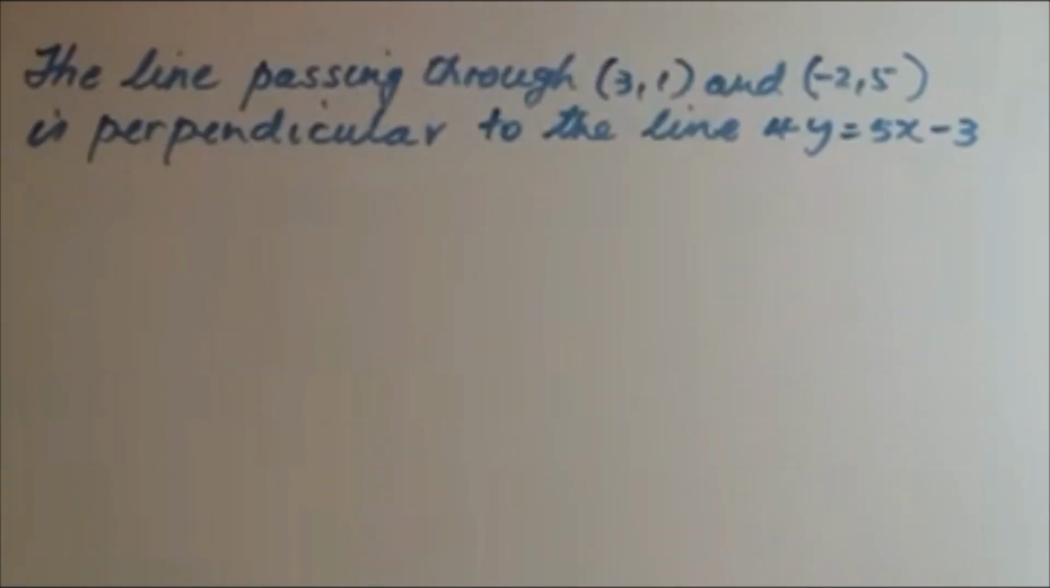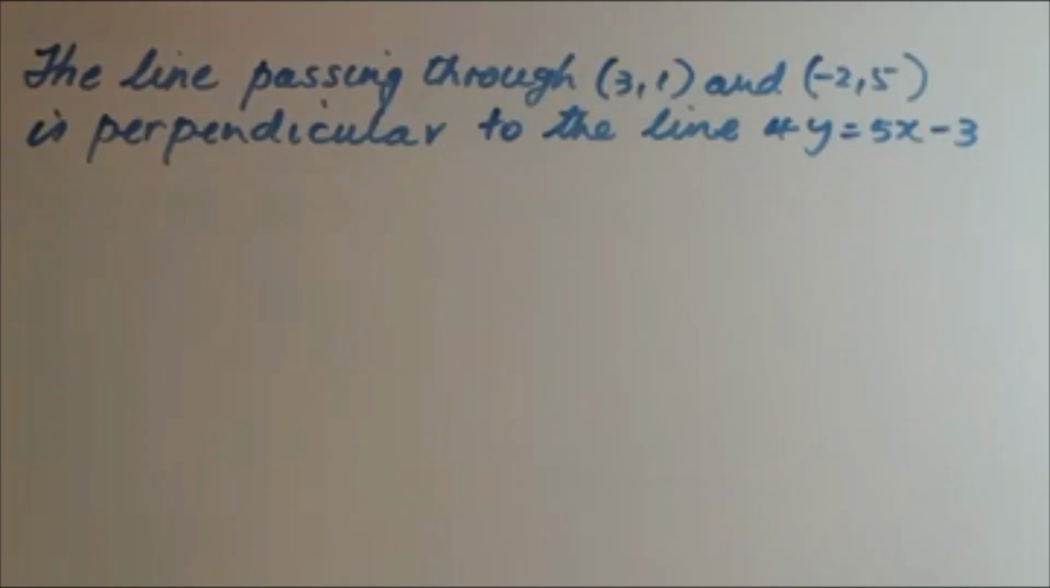Hi, just another retrieval practice question. The line passing through (3, 1) and (-2, 5) is perpendicular to the line 4y = 5x - 3. We need to determine whether this statement is true or false.